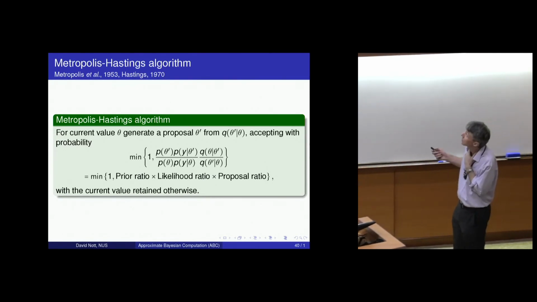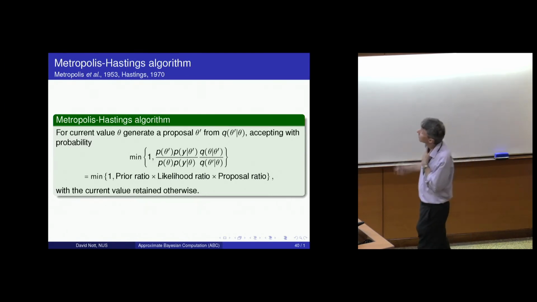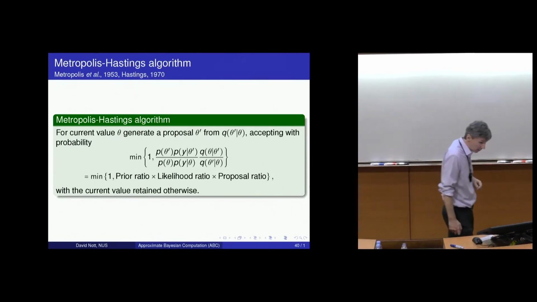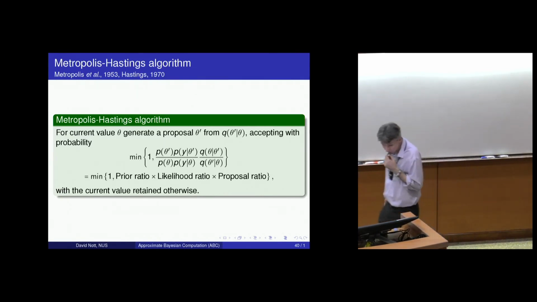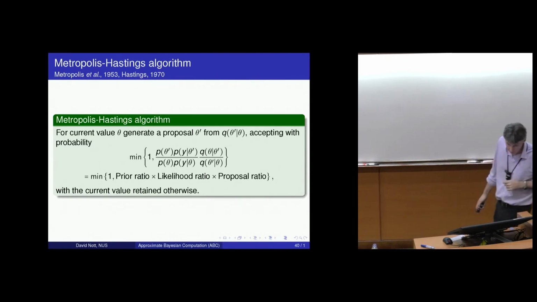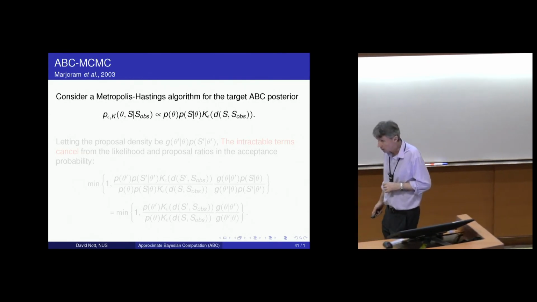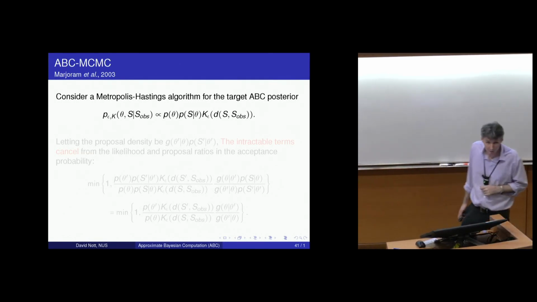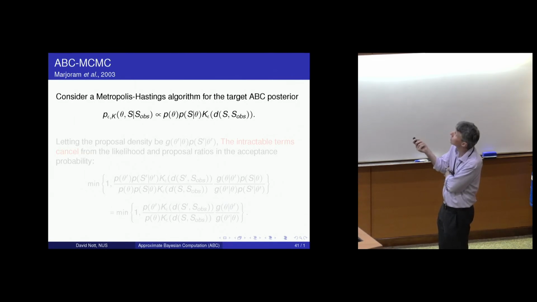The idea of the Metropolis-Hastings algorithm is that you generate a proposal value from some proposal, and you accept it with some probability. This probability depends on a prior ratio, a likelihood ratio and a proposal ratio. This acceptance probability is contrived in such a way that you get the stationary distribution being the posterior distribution of interest. And if your proposed value isn't accepted, you just stay at the current value. Now, can we do MCMC for ABC, where we can't compute the likelihood? Yes, we can. The idea is similar to the one that I sketched in the case of importance sampling. Again, suppose I want to draw samples from this distribution, say, proportional to this.